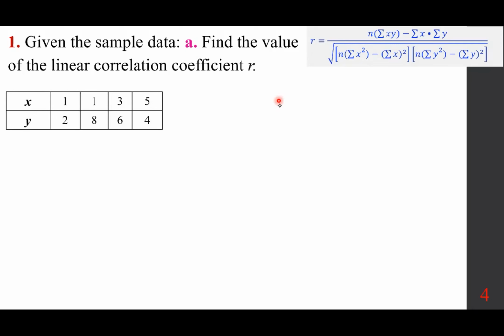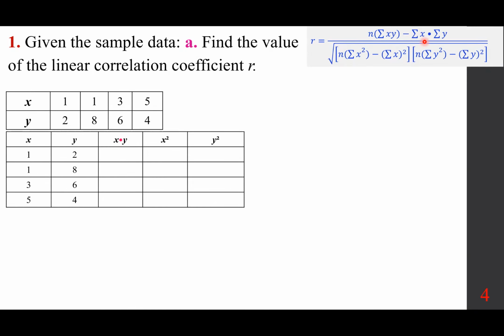And so if we want to follow this formula, let's see what we need to find. First, let me write x and y again. Column-wise, it makes it easier. So when I look at this formula, I need to multiply x times y. So 1 times 2 goes here, 2; 1 times 8 goes here, 8; 3 times 6 goes here, 18; 5 times 4 goes here, number 20.